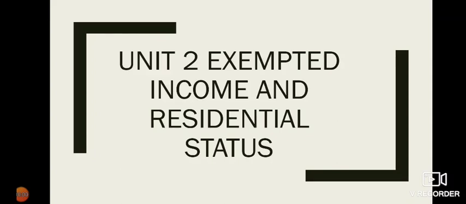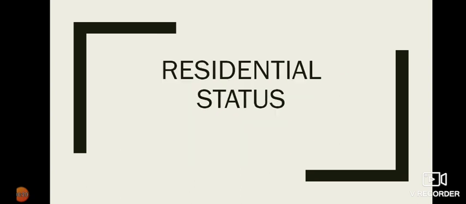Hello everyone, this is our 11th class of income tax and today we are going to start with additional conditions to find out the residential status. In the previous class we started with the second unit, that is exempted income and residential status. We started with the second part, that is residential status.